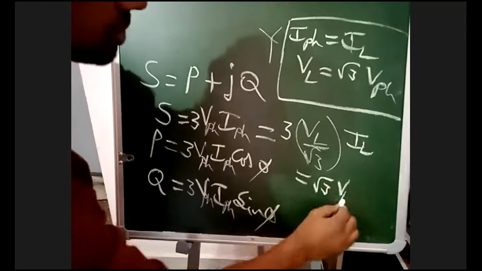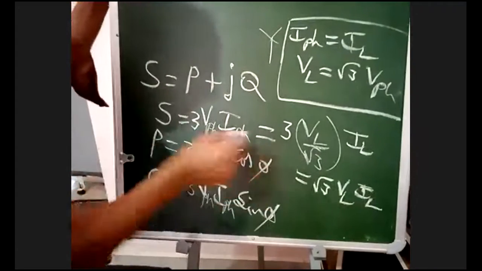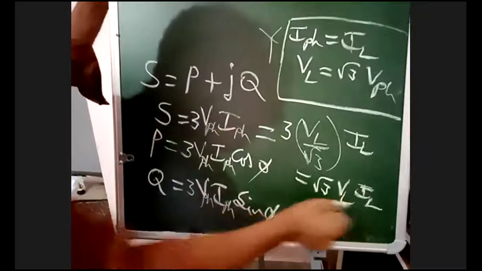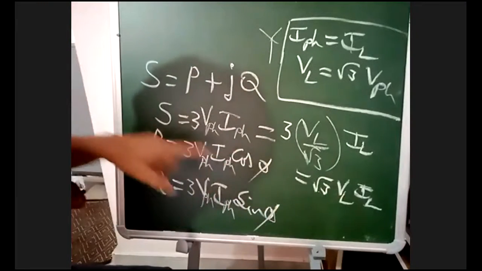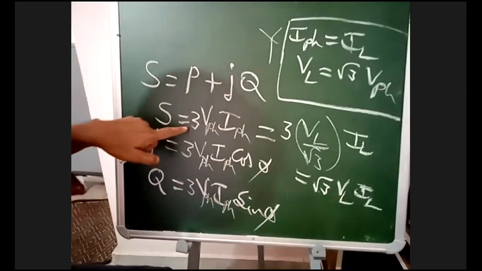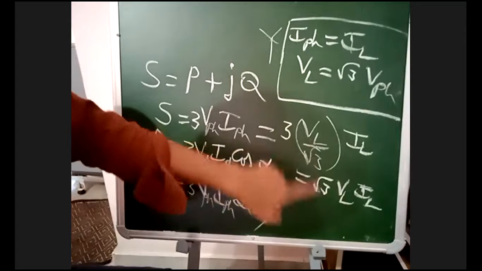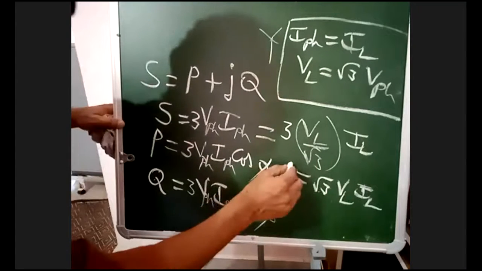Root 3 VL IL is the formula for S. In terms of phase voltage, it is 3 V phase I phase. But in terms of VL and IL, it is root 3, not 3. If you take V phase and I phase, you have to take 3. If I take VL and IL, I will take root 3. Okay, this is the formula for S.